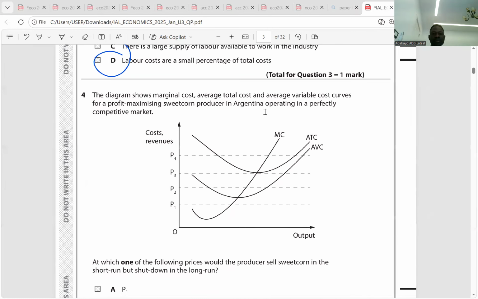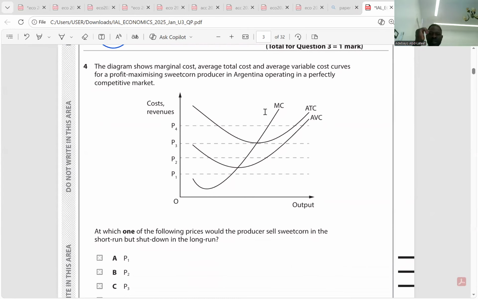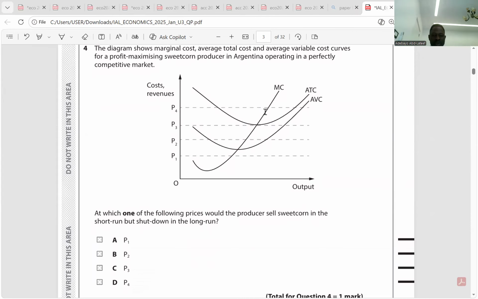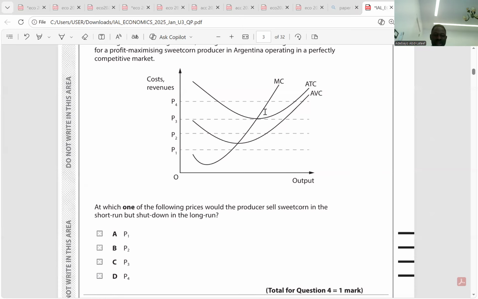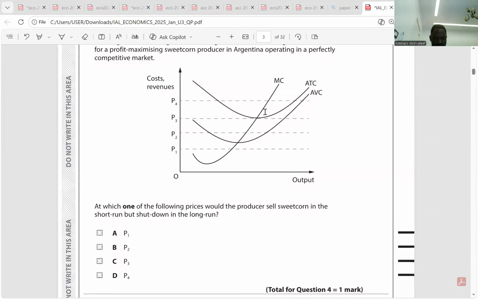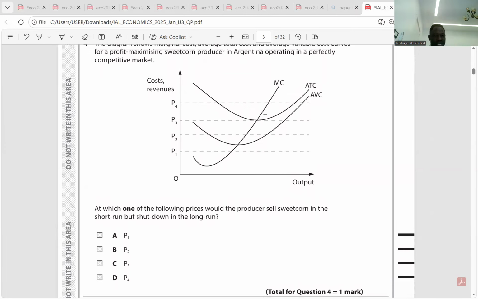Question 4. The diagram shows marginal cost, average total cost and average variable cost curves for a profit maximizing sweet corn producer in Argentina operating in a perfectly competitive market. At which one of the following prices would the producer sell sweet corn in the short run but shut down in the long run? At P1, it's able to sell above the average variable cost. That would still make the firm operate in the short run, not in the long run.